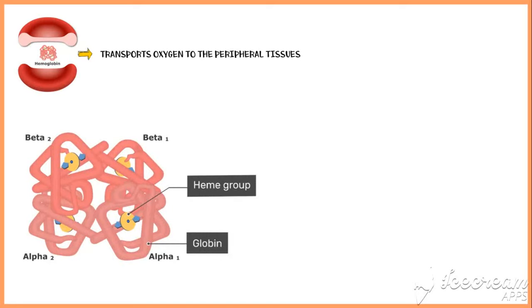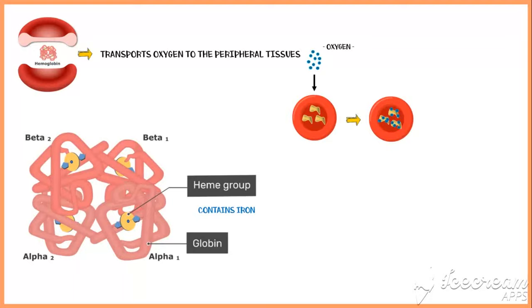One hemoglobin molecule contains four globin chains and four heme groups. Heme groups contain iron as their major component. In order to be transported, oxygen should bind to these heme groups. This binding process is a reversible one. So, once hemoglobin reaches the peripheral tissues, oxygen dissociates from hemoglobin and diffuses into the peripheral tissues.